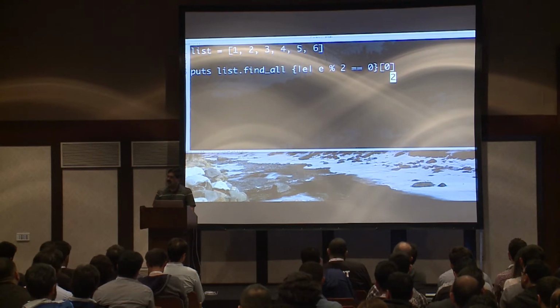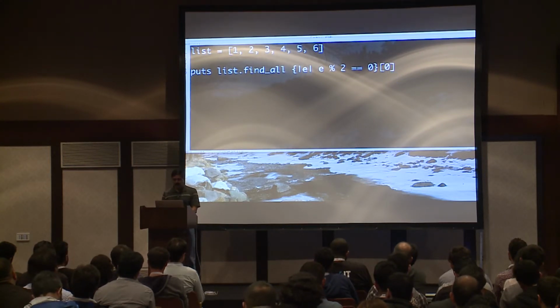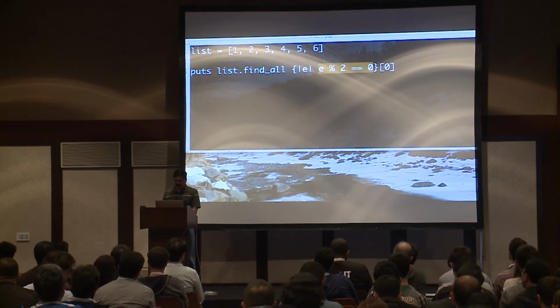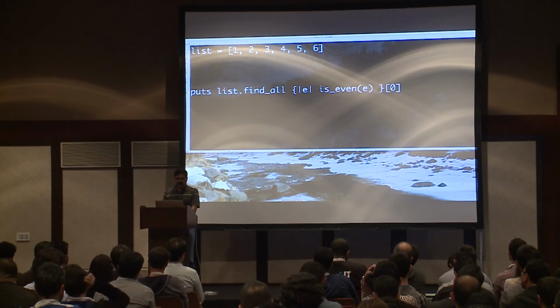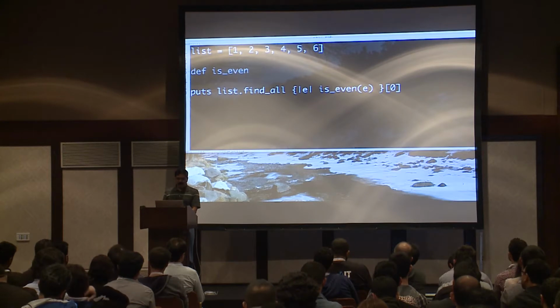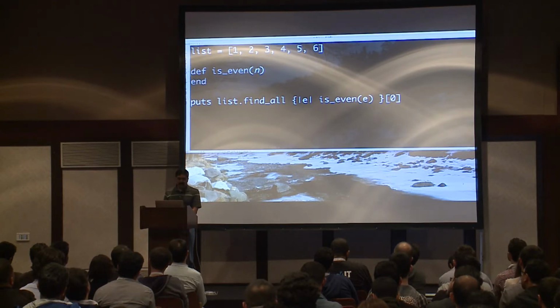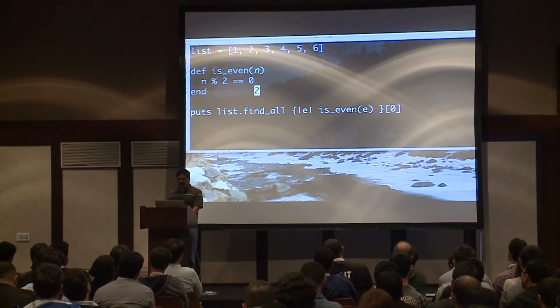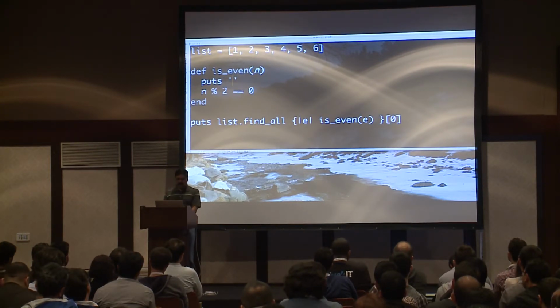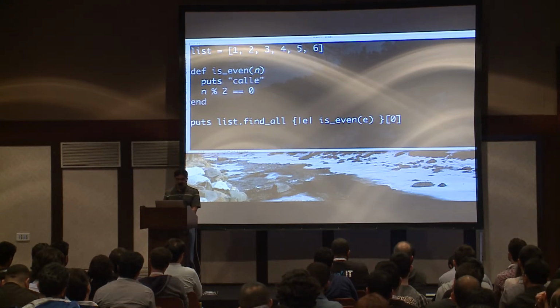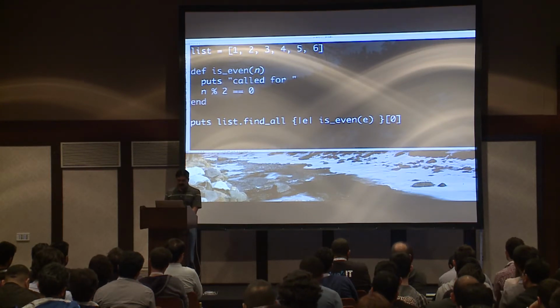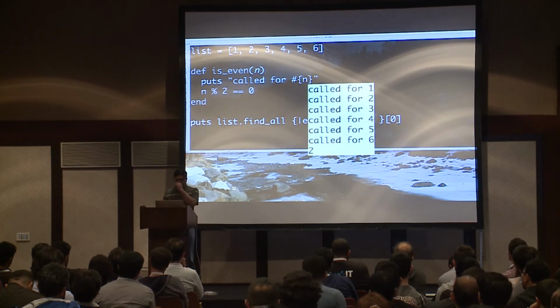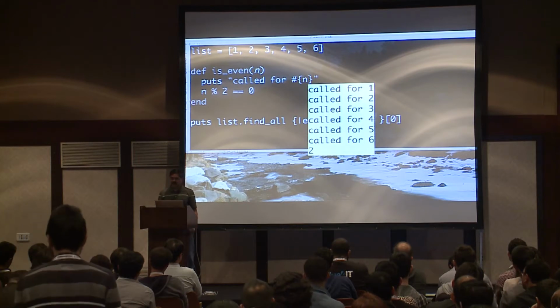But the question is, what is the effort this function really performed? So to understand that, let's go ahead and take this as is even. And if I say is even of e, but what is is even? I'll define a function called is even. And the is even function says, I'll take an element, a number, and I'm going to really return the value n mod 2 is equal to 0 from this call. But if you notice in this example, if I were to say puts, we'll call it as called for, and then we will output the value that it's called for, which is n. Notice it was called for every single value in the collection.